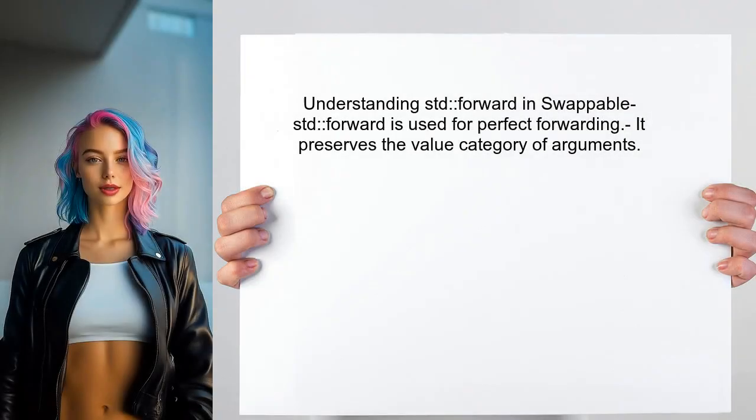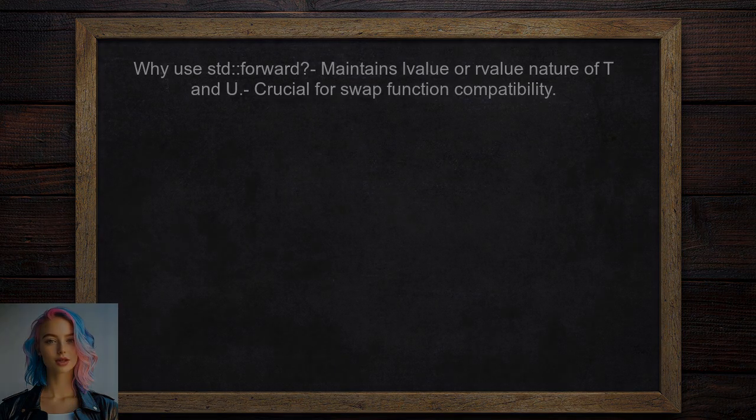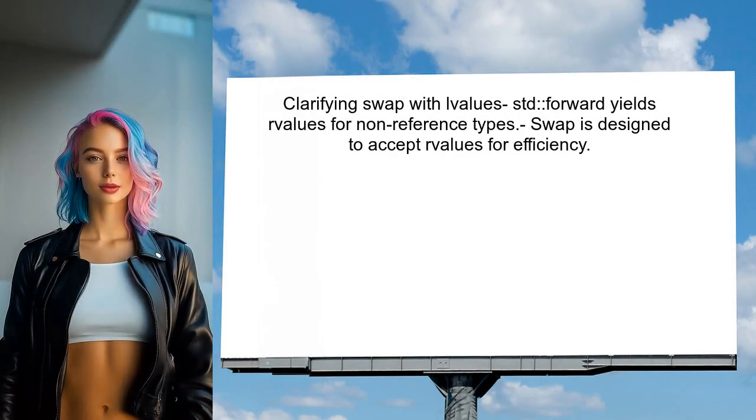To understand why std::forward is used in the swappable concept, the user should first recognize that std::forward is essential for perfect forwarding. This allows the function to preserve the value category of its arguments. Next, the user should note that when T and U are reference types, std::forward will maintain their lvalue or rvalue nature. This is crucial for the swap function to work correctly with both lvalues and rvalues. Now let's clarify the concern about calling swap with lvalues.